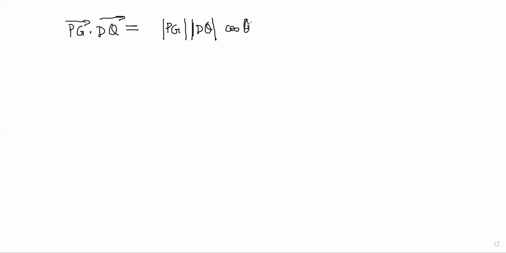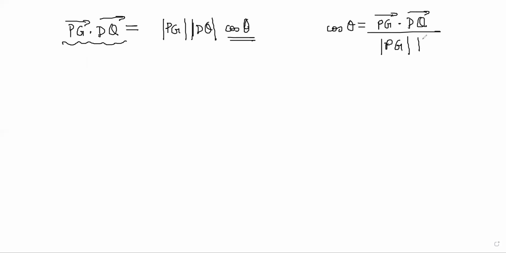Okay, so let's just do the dot product. This is the theta that you want. So finding the value of the dot product will give you the answer. So basically cos theta can be PG dot DQ by mod PG mod DQ. Great. So this is DQ. So what is PG dot DQ? PG dot DQ is pretty straightforward.